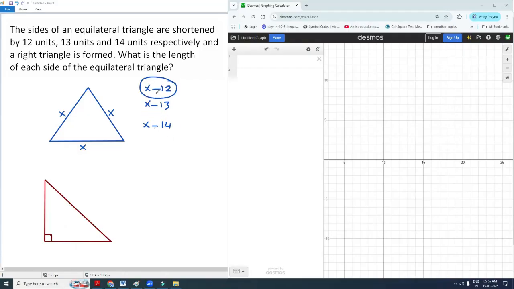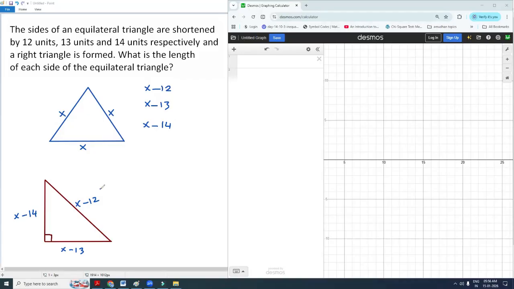Let's consider the first one, where the smallest value, 12, is subtracted from x. Since we subtract the smallest value 12 from x, this one is the greatest in value among these three values. So this one must be the length of the hypotenuse. Let me mark it over here. And these two are the lengths of the remaining two legs. We can take x minus 13 over here, x minus 14 over here.